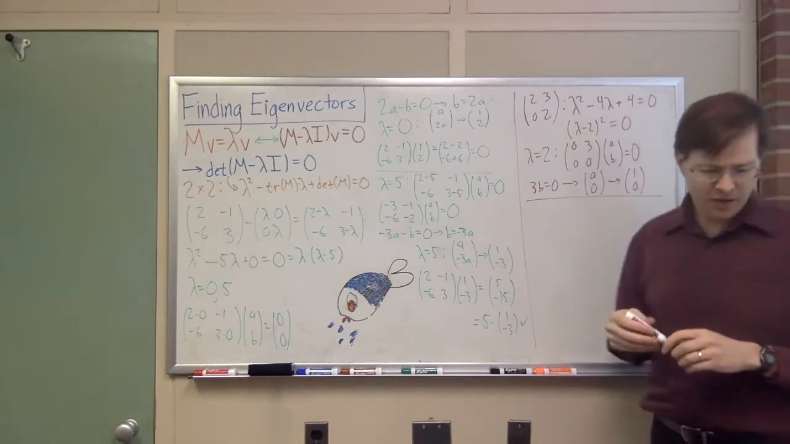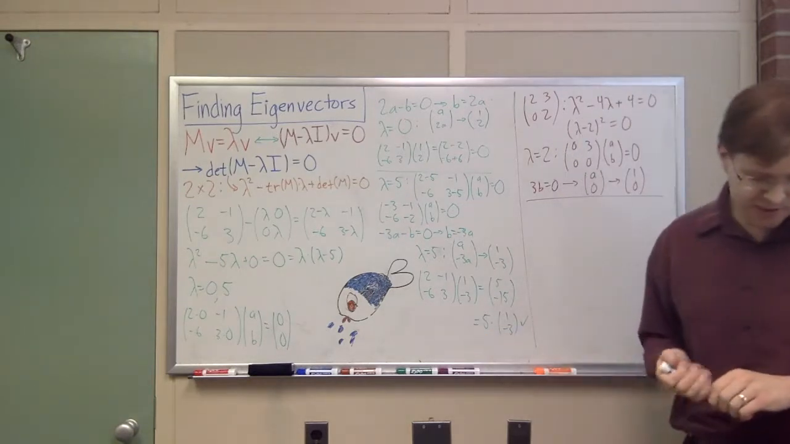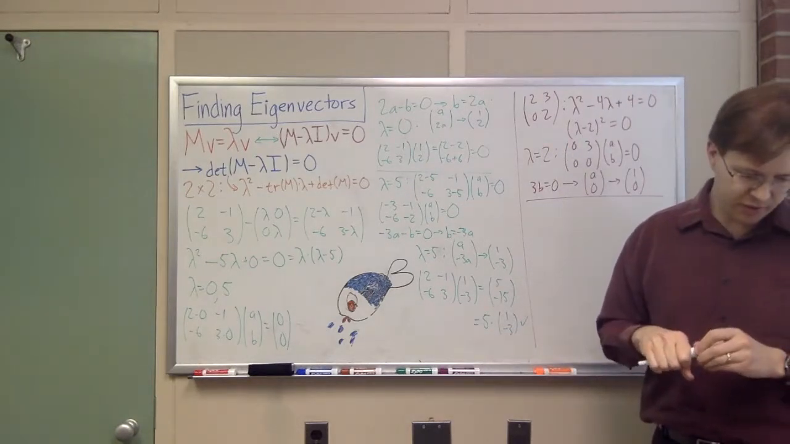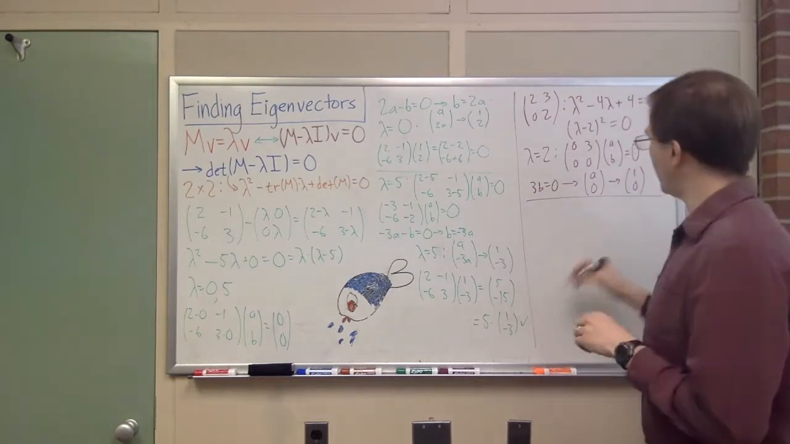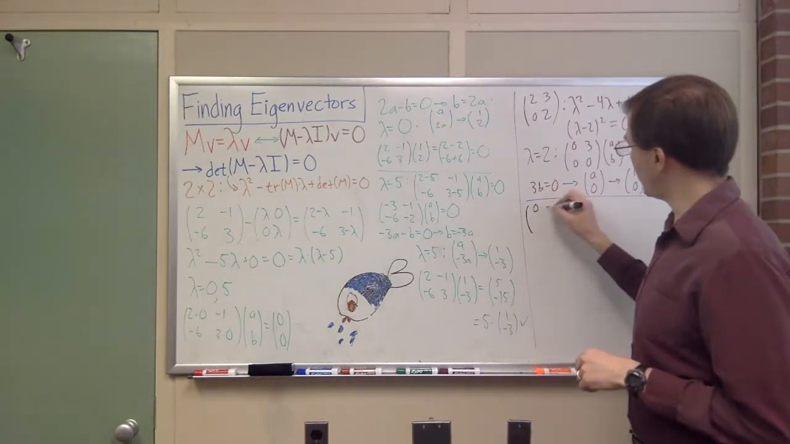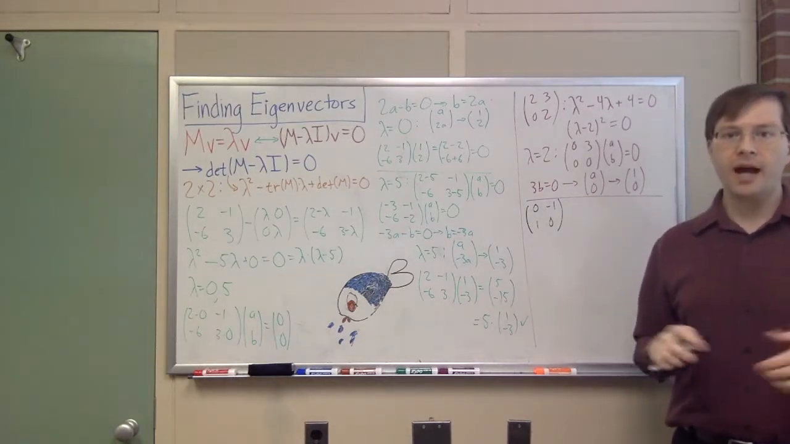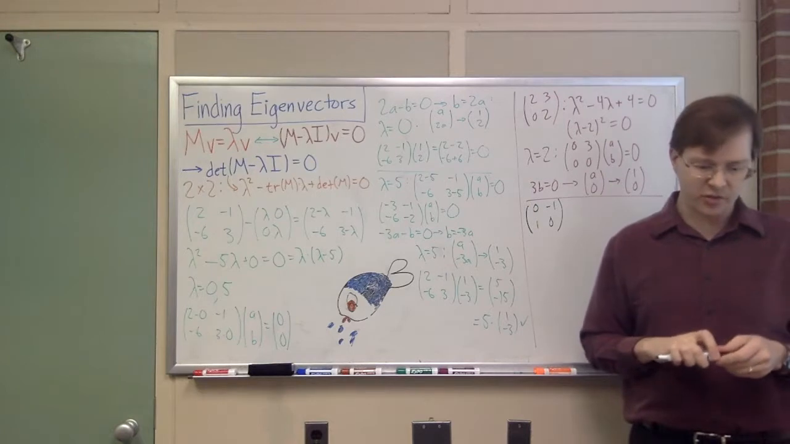So that's an example. Another example. Let me just do one last one, and then we'll see where this takes us. I want to do the matrix 0, minus 1, 1, 0. I want to know what the eigenvalues and eigenvectors of this are going to be.